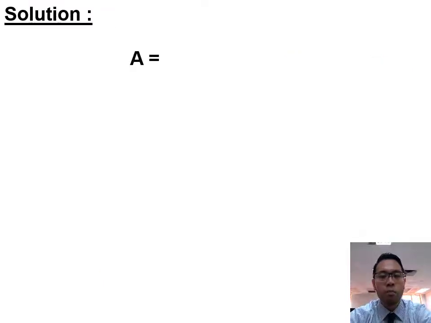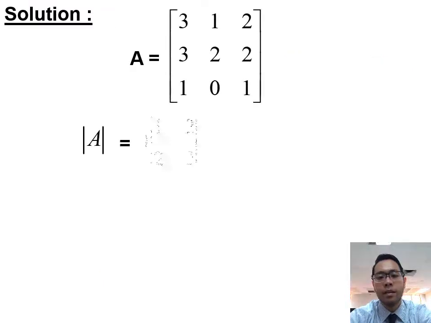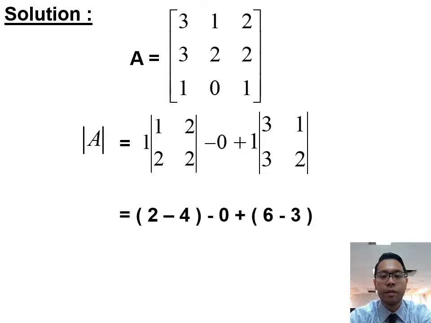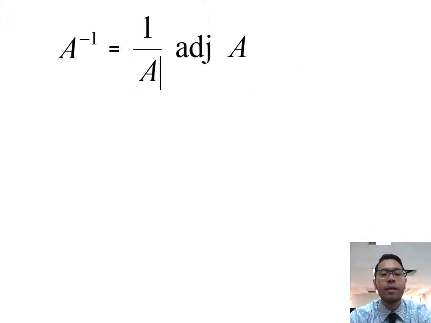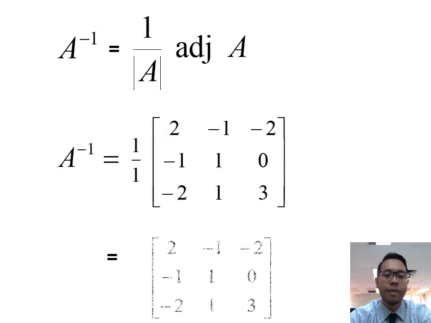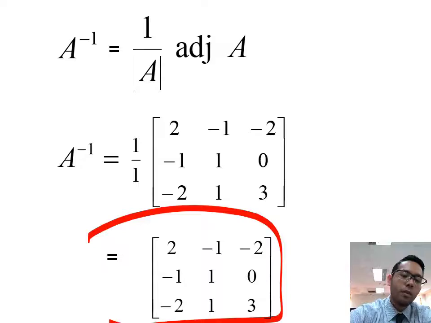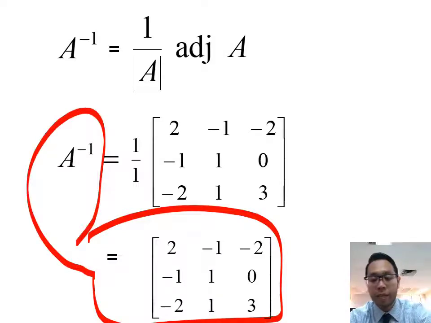I'm not going to bore you so much with it because you have learned the adjoint on the previous slides. Firstly, you need to find the minor, the determinant, and then you need to find the cofactor, and then you find the adjoint, and then you multiply with 1 over the determinant, then only you got yourself the inverse matrix. So this is the A inverse.